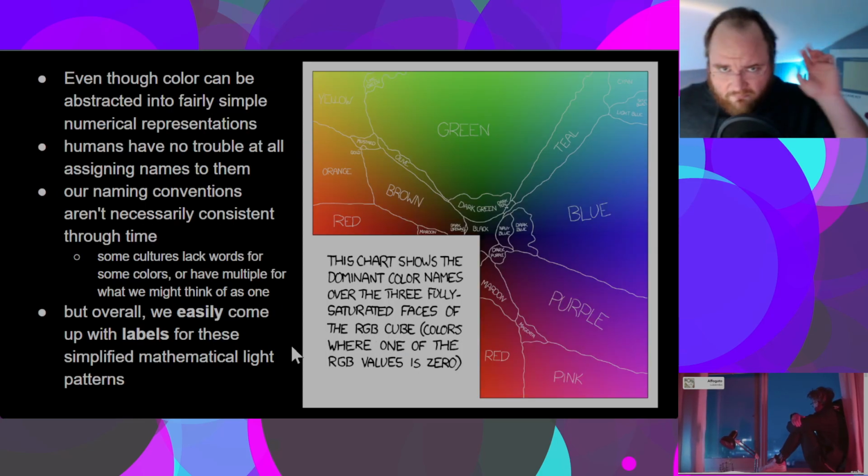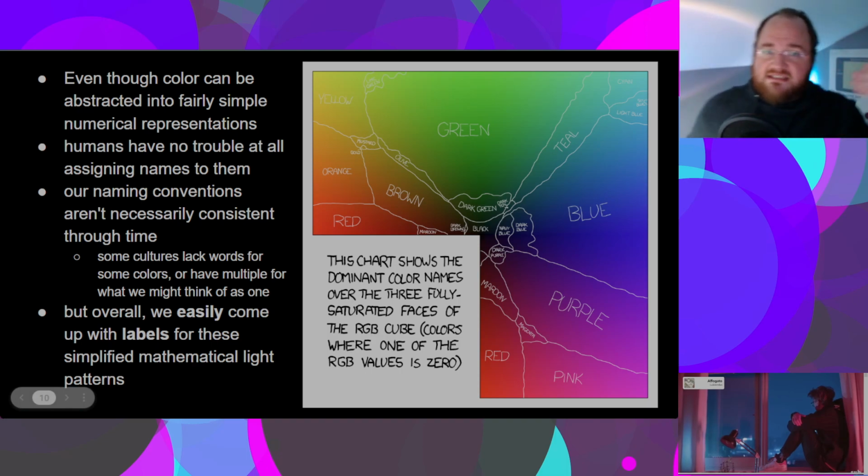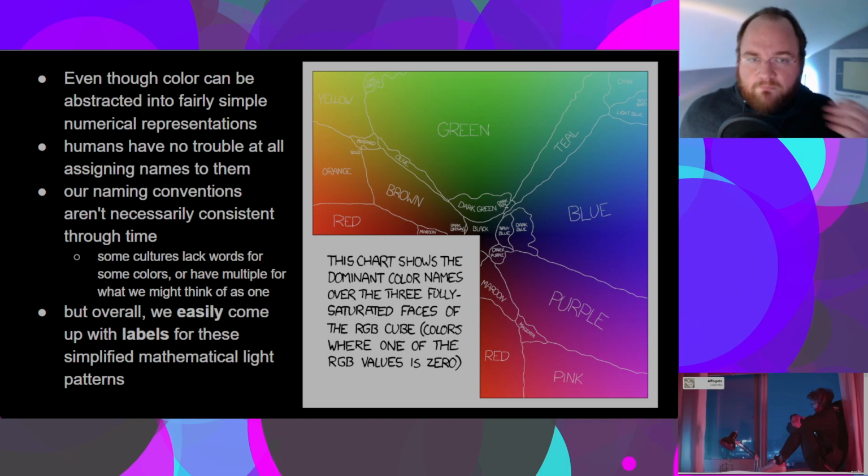Well, even though color can be abstracted into these simple representations, humans love giving them names. We have no trouble at all assigning names to colors. Now, the naming conventions aren't necessarily consistent over time, and some cultures lack certain color words, while others might have tons of words for what we might just all call blue, right? But the fact is, we can divide up this mathematical two-dimensional region here on this XKCD chart.